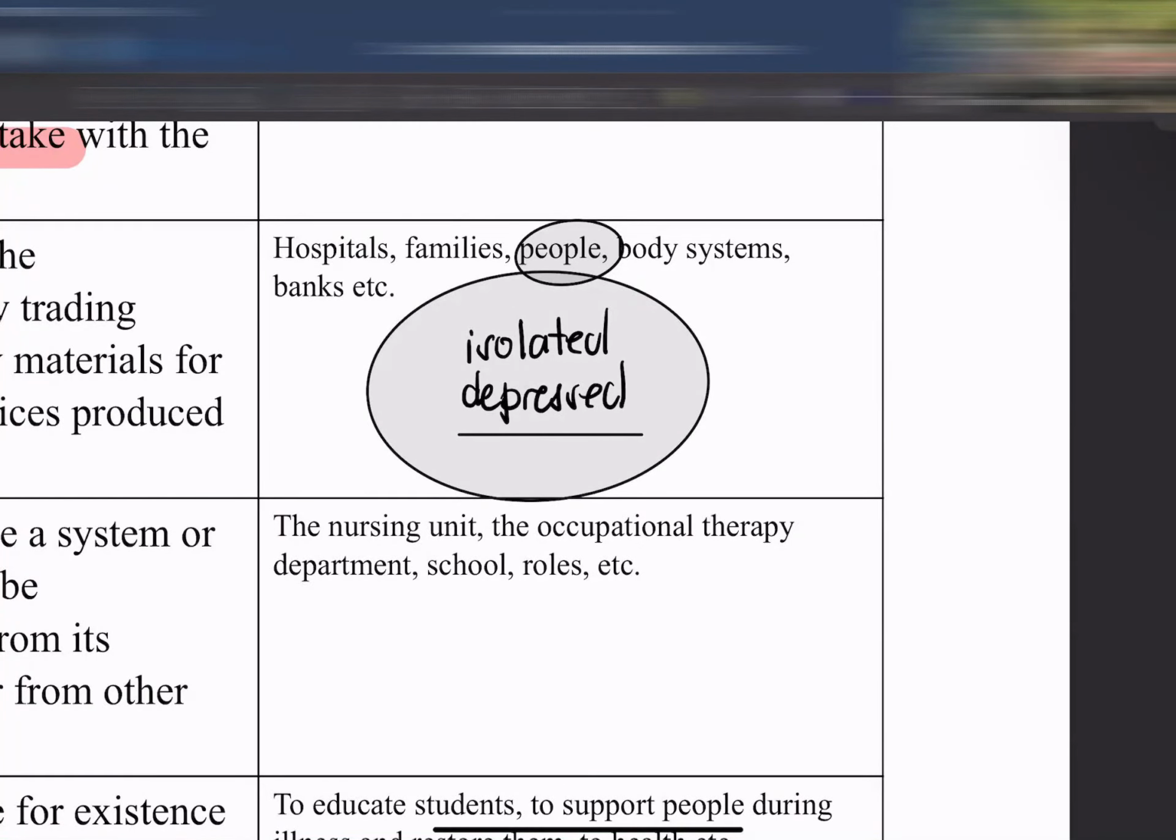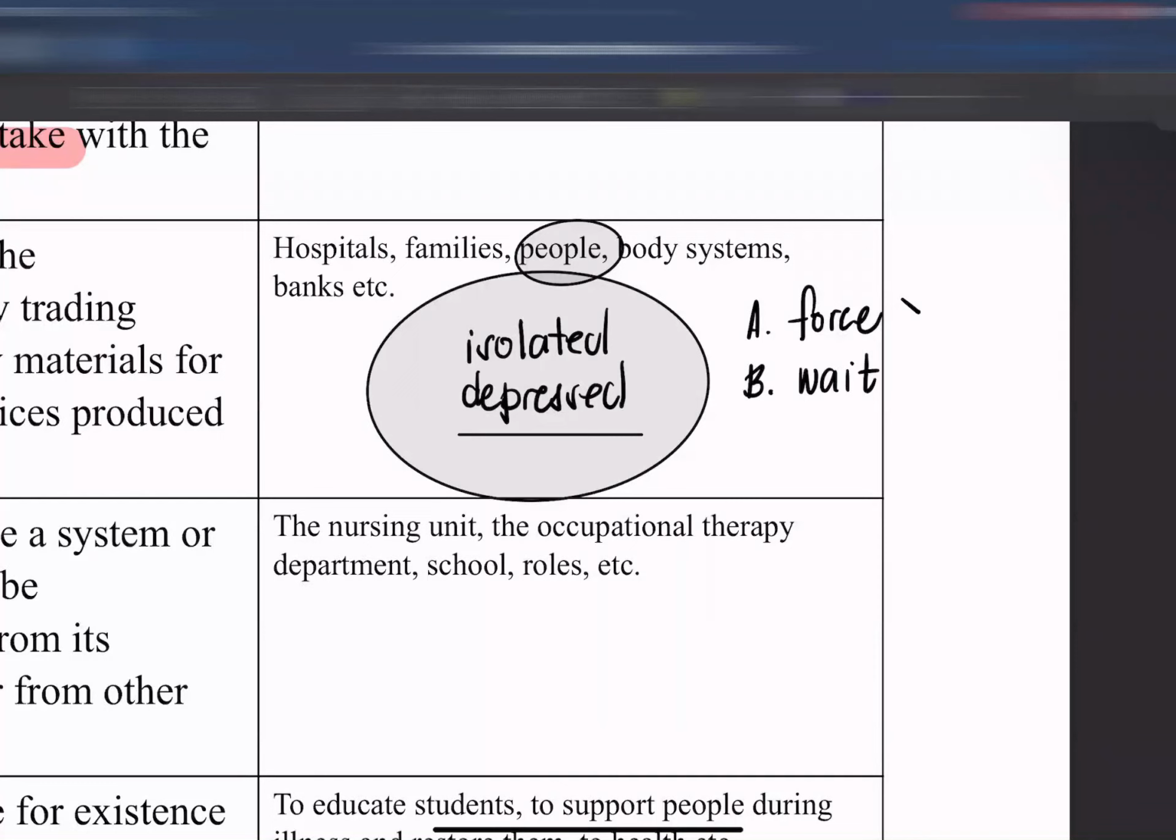You know what, class? If you're dealing with somebody who's depressed, what do you think is the best thing to do? A, force the person to talk, or B, wait for that person to open up. What do you think is best? B, sir. A is bad, forcing. But class, the point is that you wait for the person to open up.